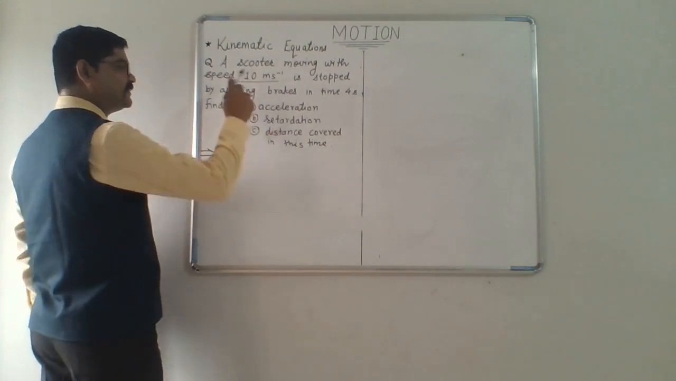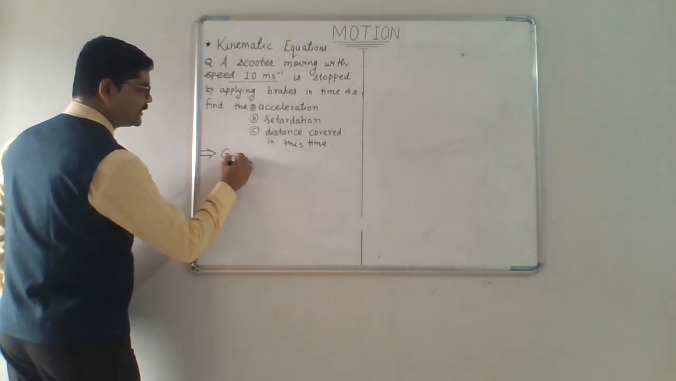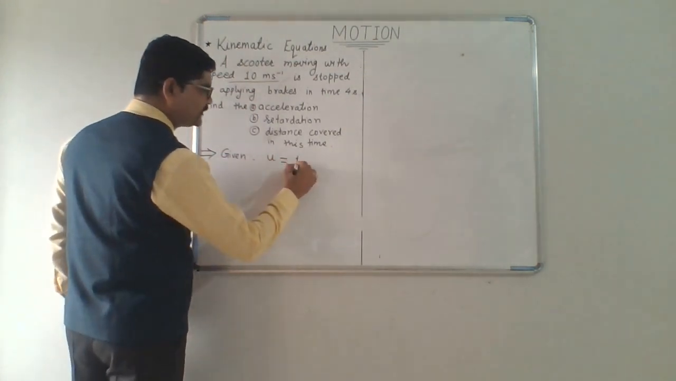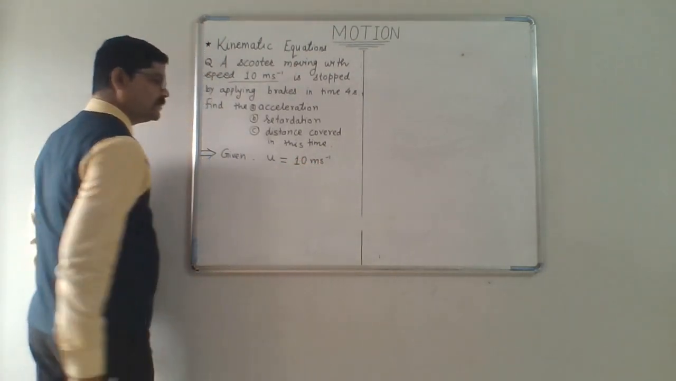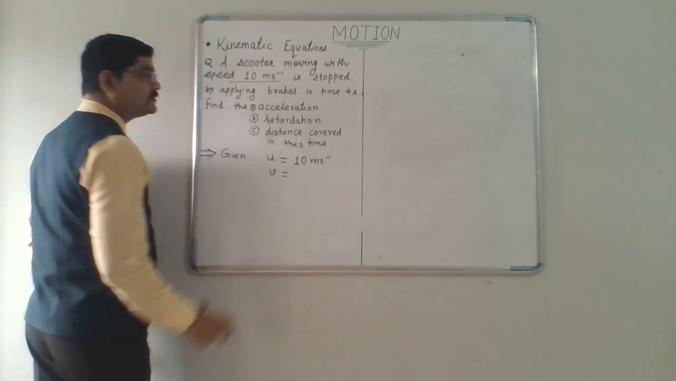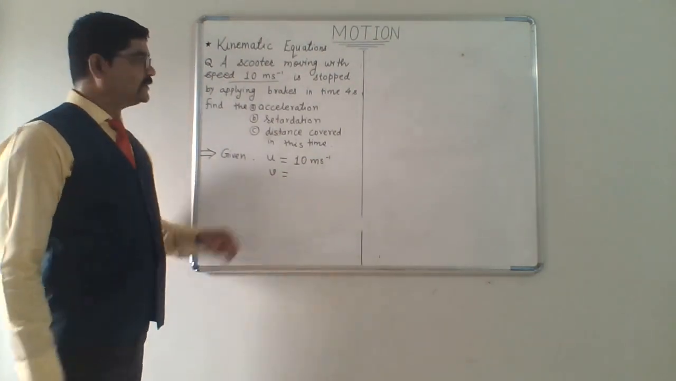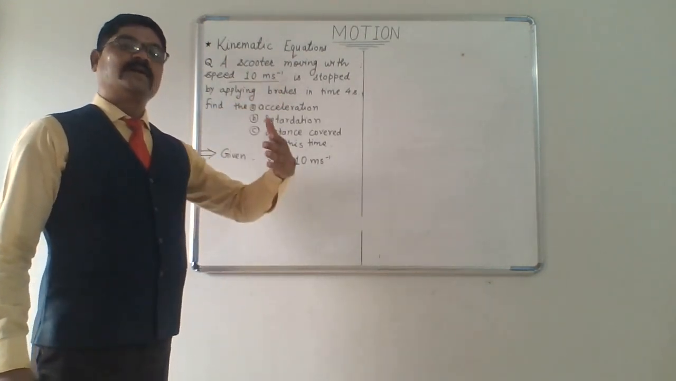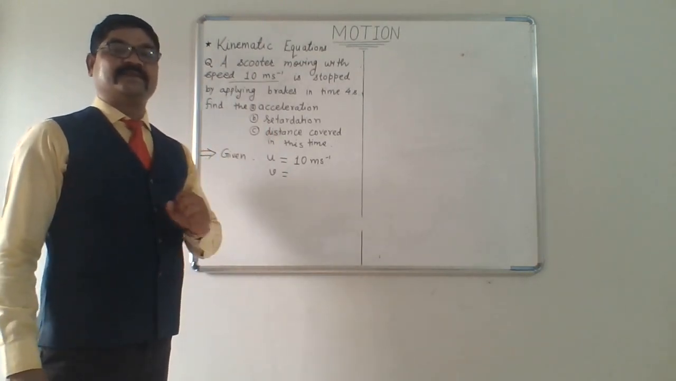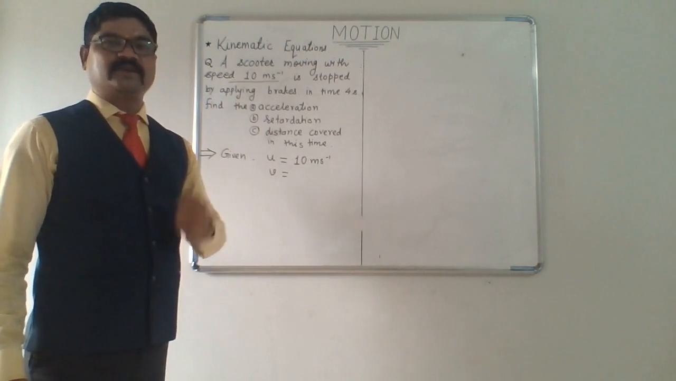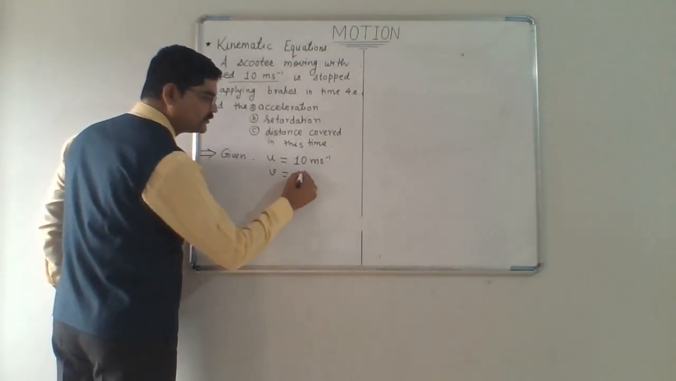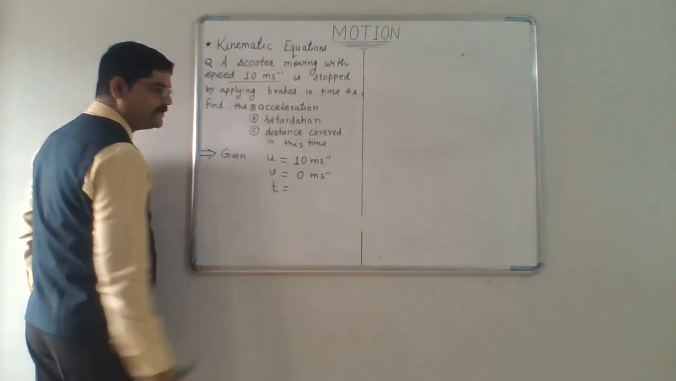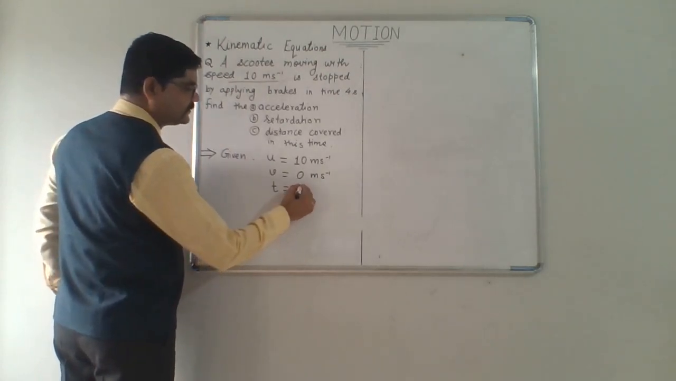Speed is given to us. This is also the initial speed. So write down the given data first. Initial velocity u is equals to 10 meter per second. Final velocity is indirectly given in the question. You can see here the scooter is getting stopped. That means the final velocity is zero. The body is at rest, they will have zero velocity. So the final velocity v is equals to 0 meter per second, and we have been given time t. T is 4 seconds.